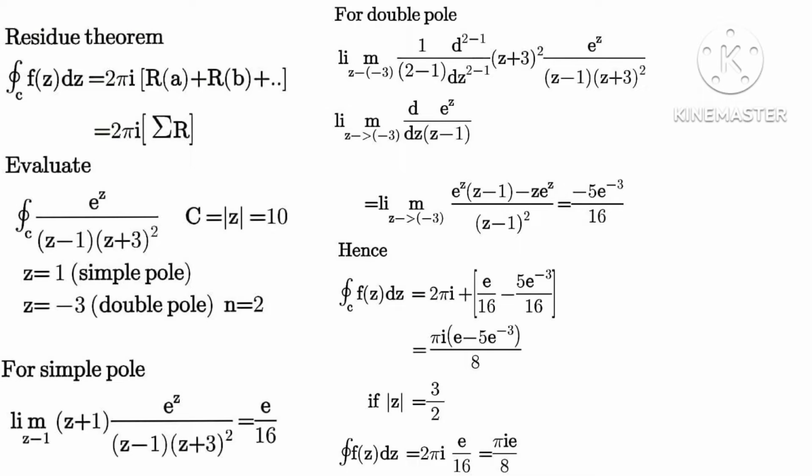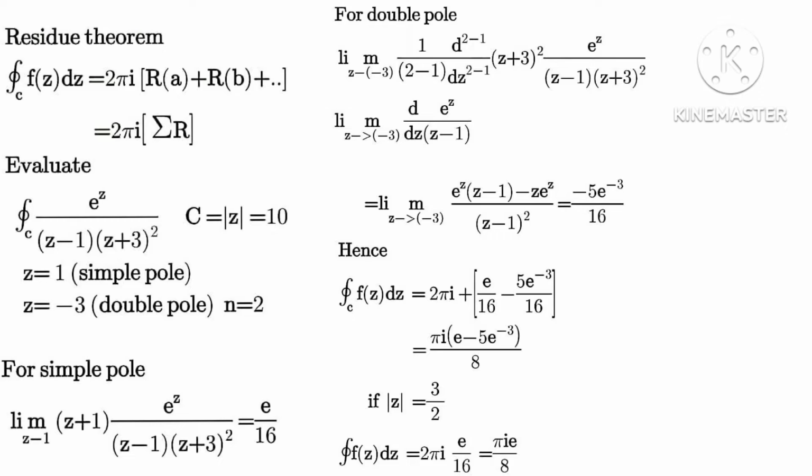So the residue theorem is giving us 2 pi i times the sum of the given residues. So you are to add residue A plus residue B, depending on the number of residues you have in a closed segment. So that is the formula. Then we have an example to evaluate, under the curve |z| equals 10.